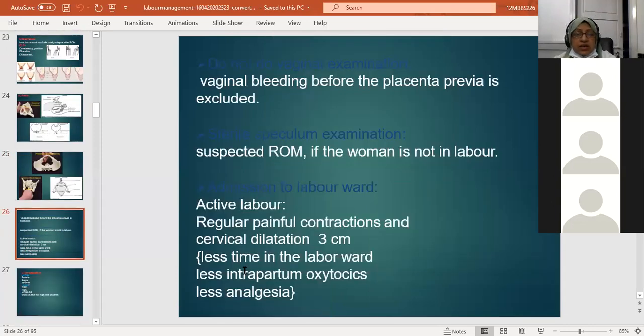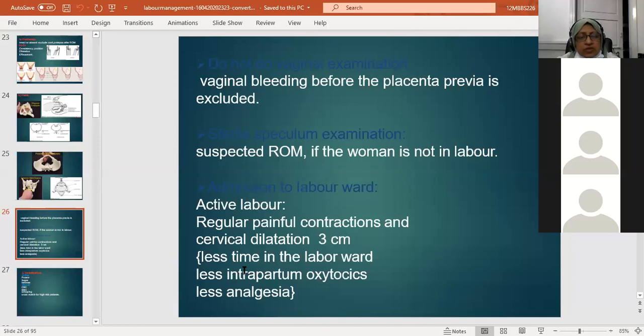I already told you not to do the vaginal examination if the patient has vaginal bleeding, because there may be placenta previa. Unless you exclude placenta previa by ultrasound examination, you cannot do that. Instead, you can do a sterile speculum examination if there is a rupture of the membranes or the patient is not in labor.